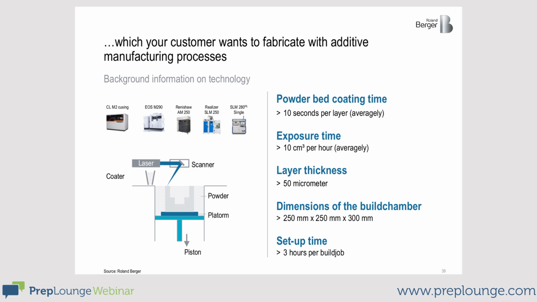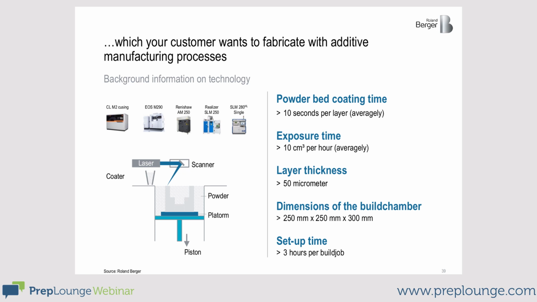Now, a couple of facts about the procedure. The powder bed coating time to produce one single layer is 10 seconds on average. The given exposure time, so the time the laser needs, is 10 cubic centimeters per hour. Here, the volume is given. What else do I need to consider? We have a layer thickness of 50 micrometers. That's the thickness of the layer the piston can go down to. The dimension of the build chamber, so the size of the platform on which I can produce, is given as well. In our example, it's a machine with 250 millimeters times 250 millimeters times 300 millimeters.